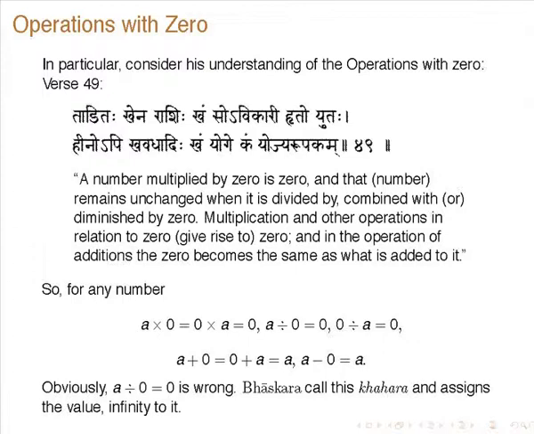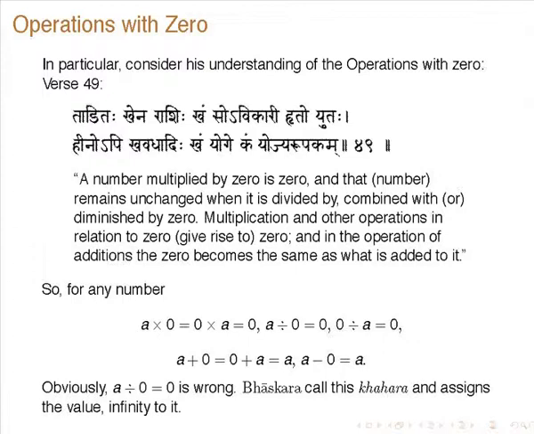A number multiplied by zero is zero, and that number remains unchanged when it is divided by, combined with, or diminished by zero. Multiplication and other operations in relation to zero give zero, and in the operation of addition, the zero becomes the same as what is added to it. So, for any number, a into 0 is 0 into a is equal to 0, a divided by 0 is 0, 0 divided by a is 0, a plus 0 is equal to 0 plus a is equal to a, and a minus 0 is a. So, obviously, a divided by 0 being 0 is wrong.